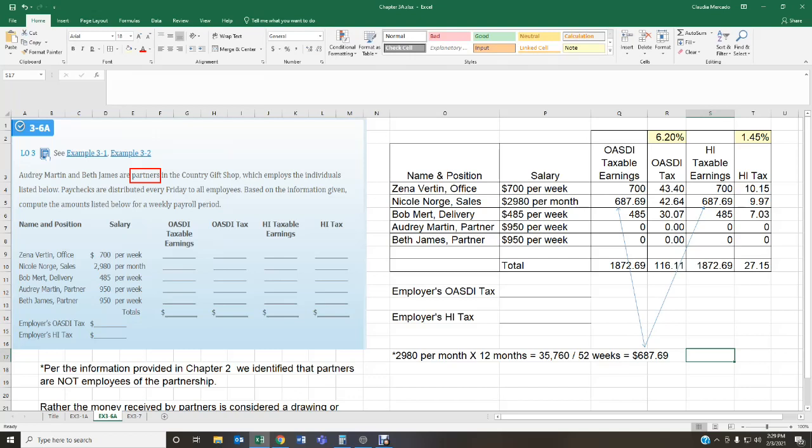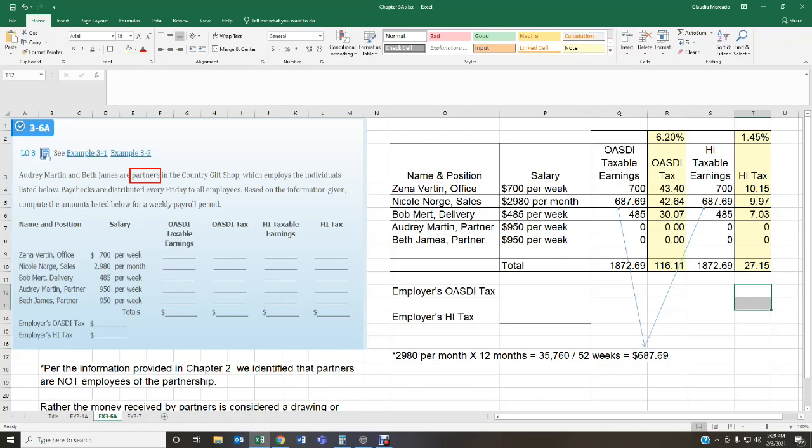We've got our taxable earnings as well as our tax. Now this is the amount of tax that is going to be deducted from the employees. We're looking at the tax, the amount that is going to get deducted from the employees' paychecks. Now the employer is also responsible to pay taxes. So how do we calculate the taxes?